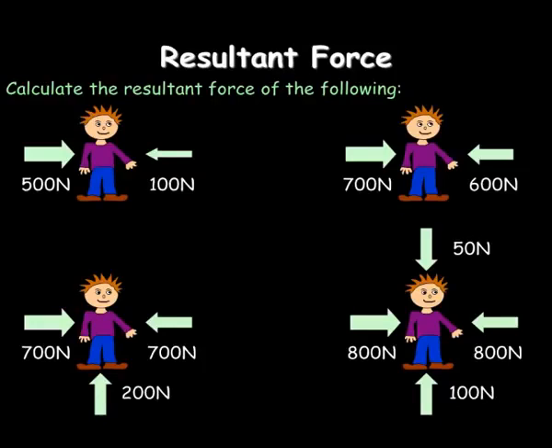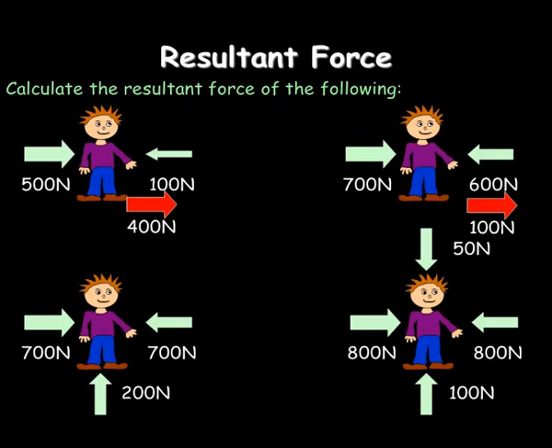We talked about resultant forces. These are quite easy. You just consider the size of the force and the direction. So this first person here has been pushed in both directions. You can see that this force is bigger than that one. You take one away from the other, in this case, so the resultant force would be 400 newtons that way. If you look at the second person, you can see the difference is 100 newtons that way.